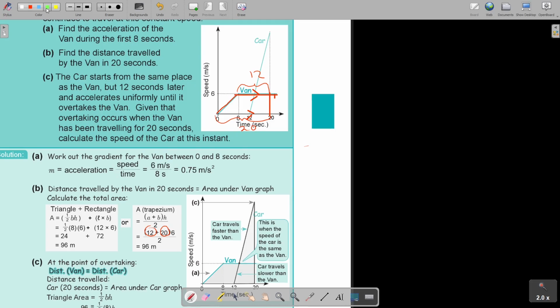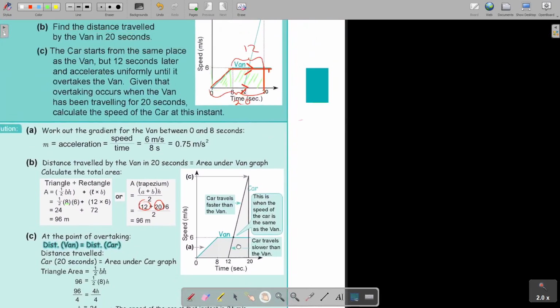The other method, I could have worked out the area of this triangle and the area of the rectangle. So the area of a triangle is half base, which is 8, times height, which is 6, plus this is 12 times 6. And I just add it and I get exactly the same. And that was on page 283.